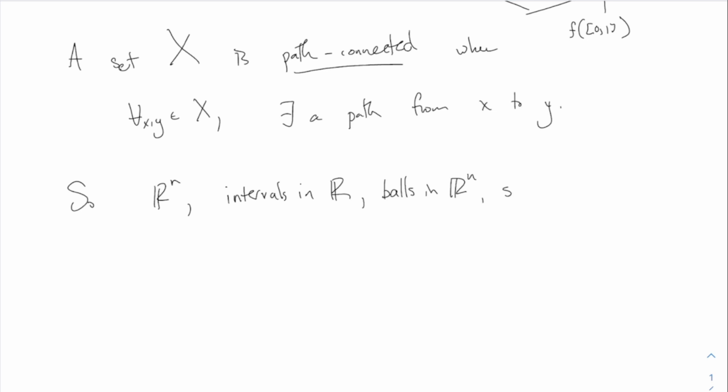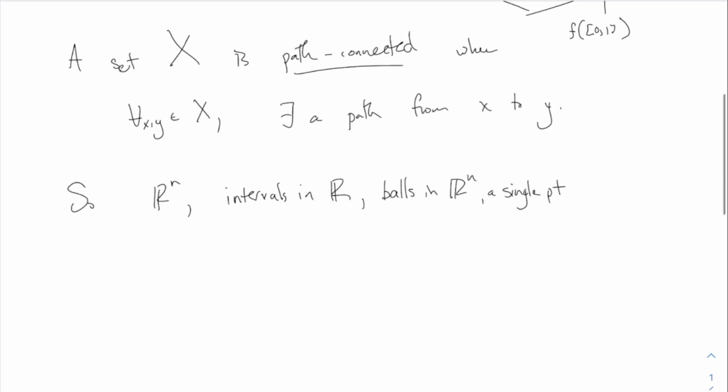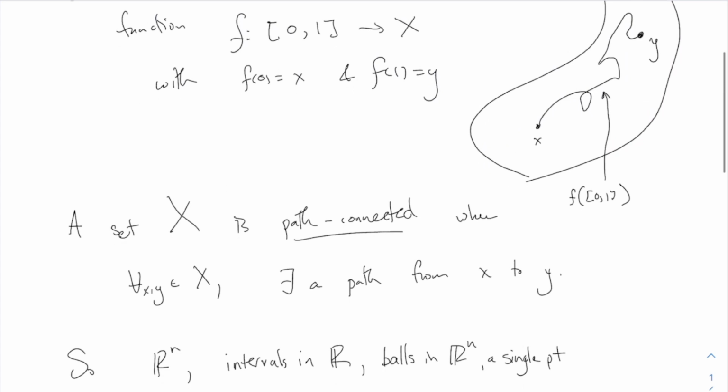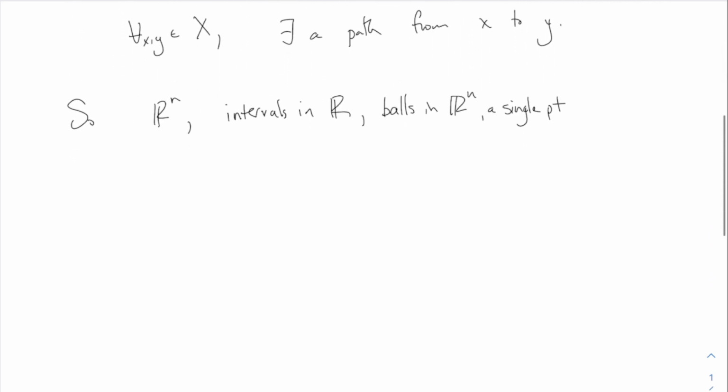Also, a single point counts as path connected. If your set consists of just one point, is it true that that one point has a path to itself? Yes, you can use the path which is a constant function. Remember, the path technically is a function, and if it's a constant function, then it makes a path from one point to itself. All right, all of these are path connected.